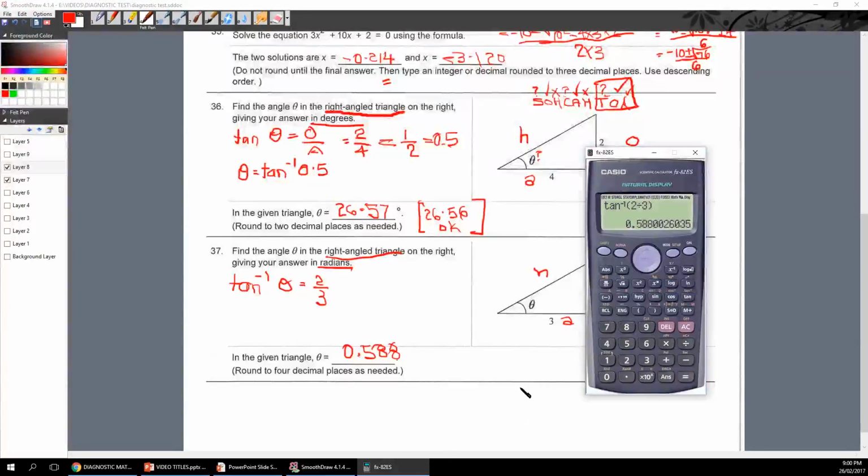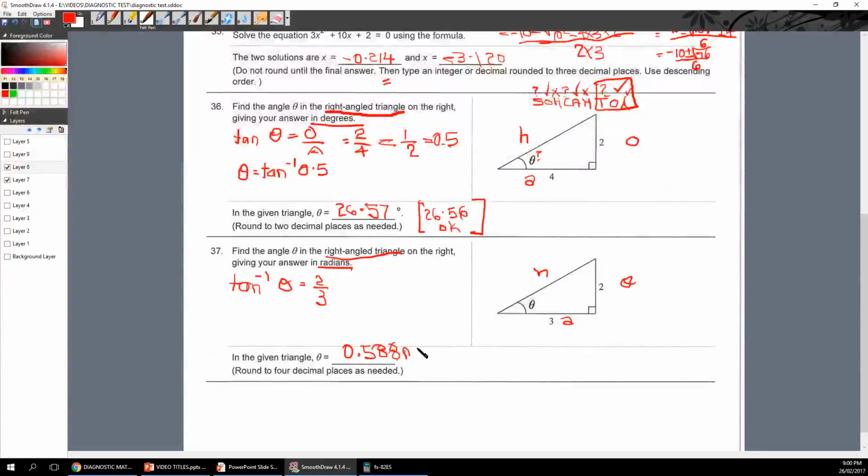Calculator keeps disappearing. 0.588, and that's radians. Some people in the exam or the test, when they did the test, put degrees. That's not right. This radians is what we wanted. Okay, now we have one more question to do, which hopefully is here on layer 9.